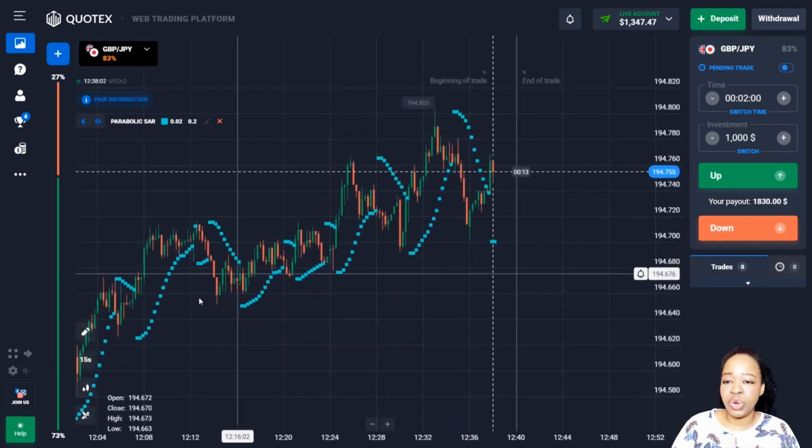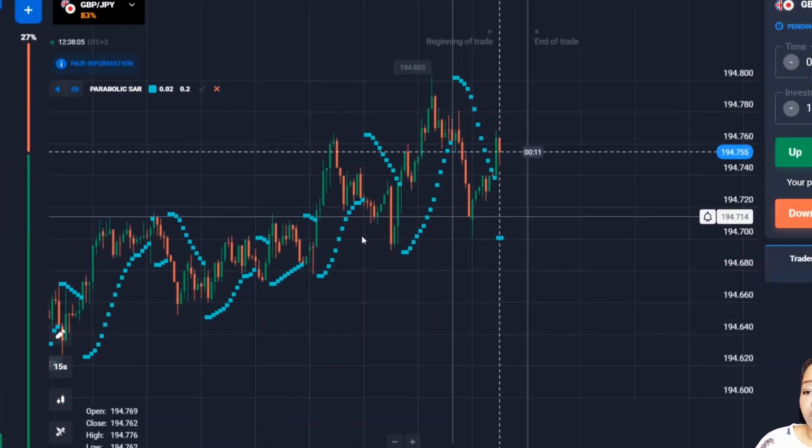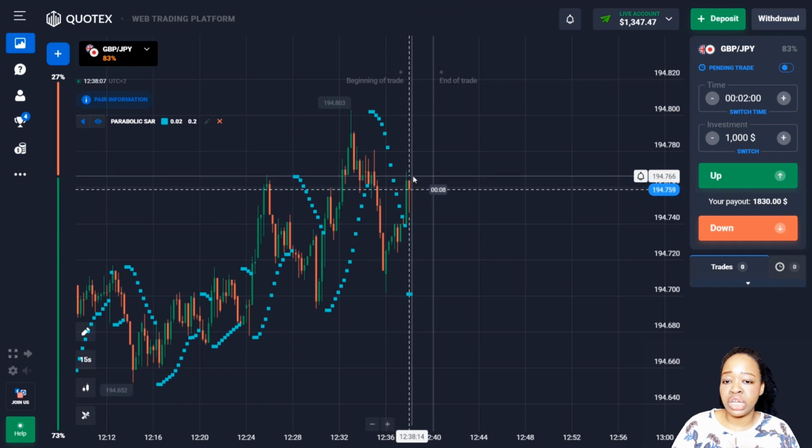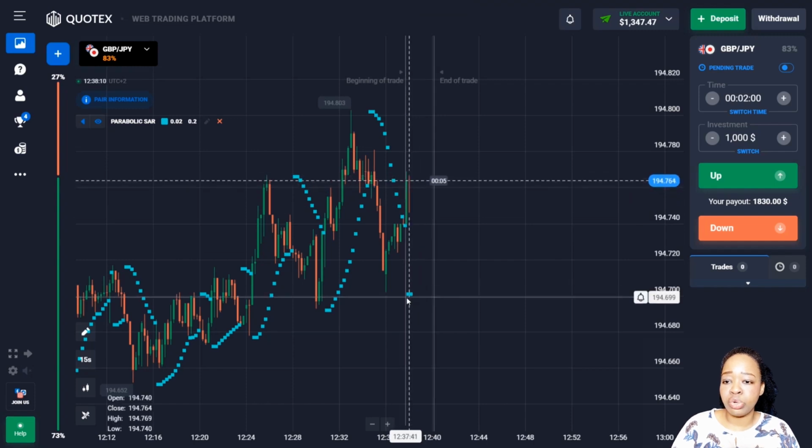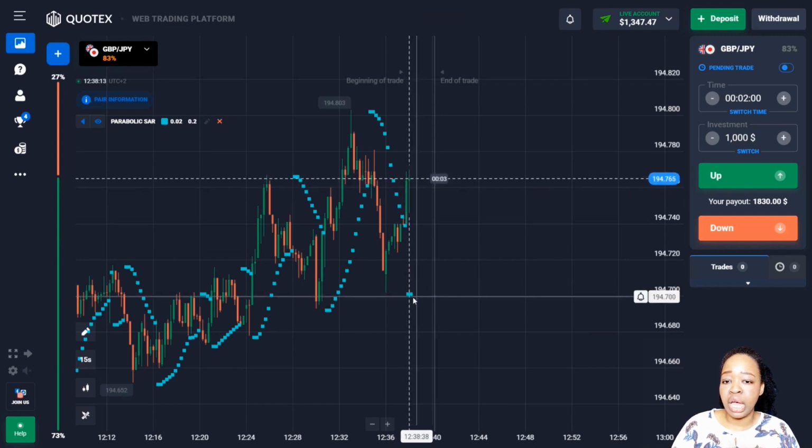So guys, here I can see that right now the price has been trending up. You can also notice the price shows the green candlesticks. Also you can notice the blue dots. This means that very soon we'll be seeing the upward movement.